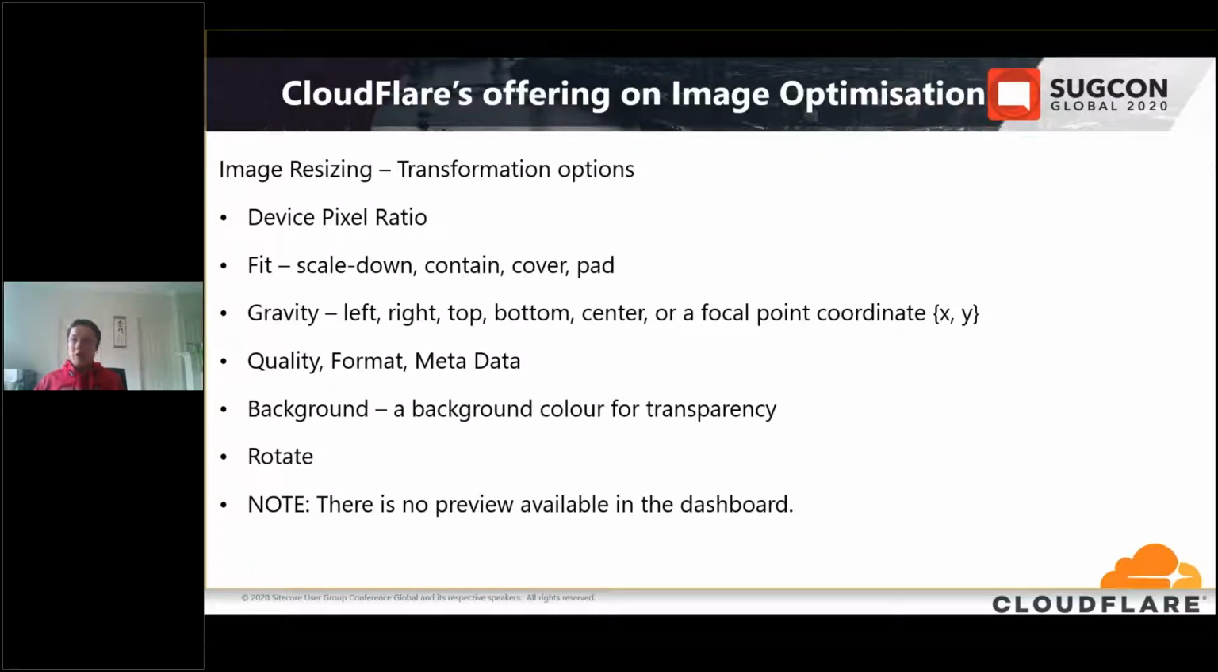Metadata specifies how you would like the metadata to be stripped out. There are 3 options in there. Check those out. I would highly recommend just using none. Background lets you add a color underneath the image for transparent images. Rotate is straightforward, just rotate the image. Please note that there's no preview available in the dashboard, so for any changes that you make in your edge worker process to resize the image, you have to deploy that out and then test all your previews within the browser.